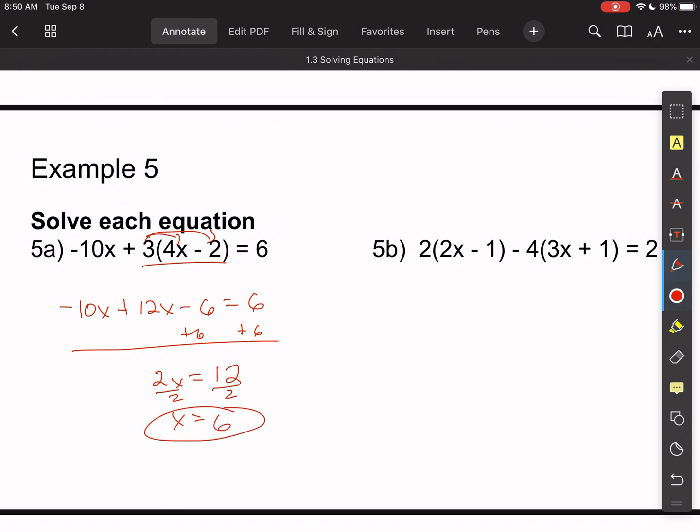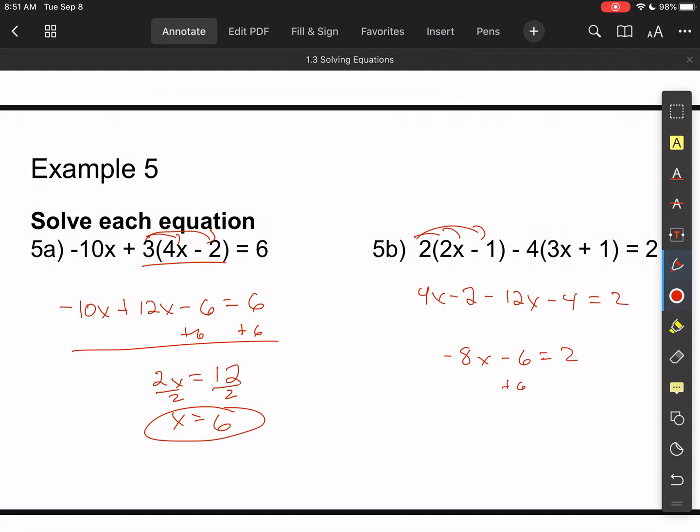And then for 5b here, we have 4x minus 2, just distributing it out, and then I have negative 12x minus 4 is equal to 2. Same thing, let's combine our terms. So 4 minus 12 gives me negative 8x. Negative 2 minus 4 is negative 6.